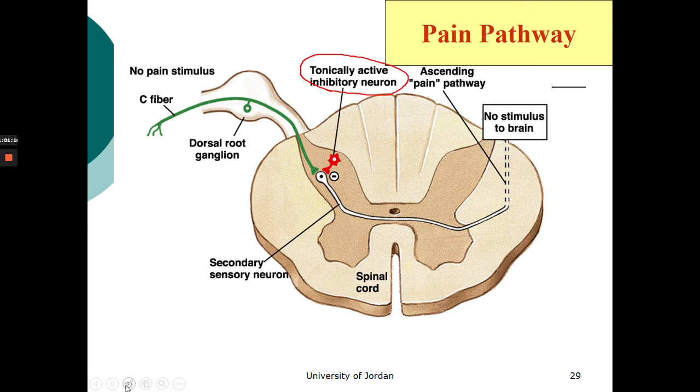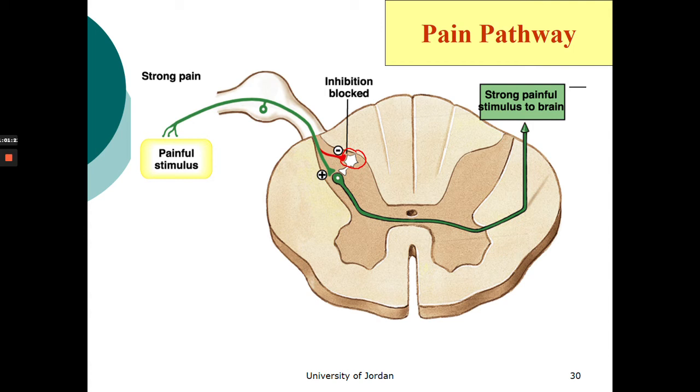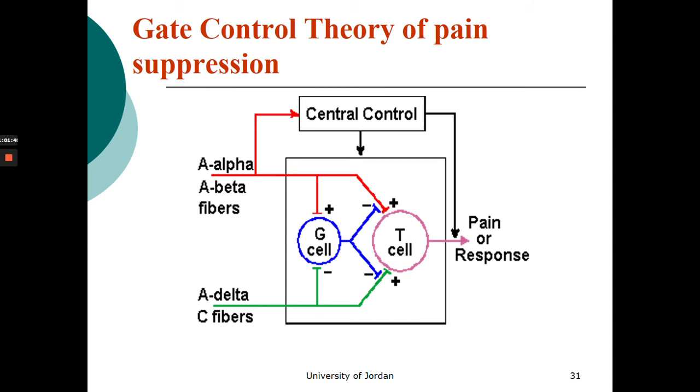Here, as you see, this is if the pain is very strong. Sometimes this diverging fiber from the afferent neurons, the first order neuron, goes and inhibits the tonically active interneuron. If this is inhibited, it means there is no more inhibition on the pain transmission on the pain fiber, and that person will feel pain, especially if the pain is very strong. Now this is the general sketch for the gate control theory.